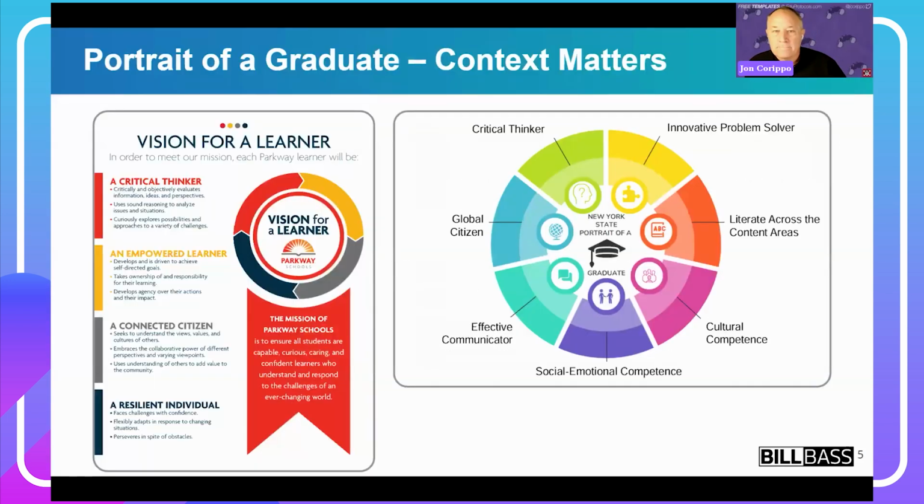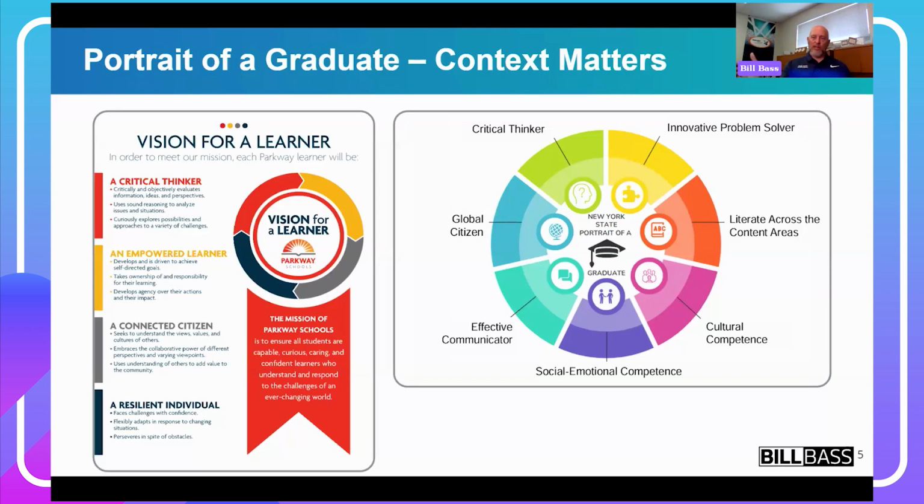So when we think about Portrait of a Graduate, we really need to think about this in terms of context. On the left here, this is for my own school district, the Parkway School District. Vision for a learner, that's what we call it. We don't call it Portrait of a Graduate. Honestly, it doesn't matter what you call it, because the elements that go in there are the same. Just looking at mine right here: a critical thinker, an empowered learner, a connected citizen, and a resilient individual. These are what we value in my district as the things that we want our kids to be when they leave us.